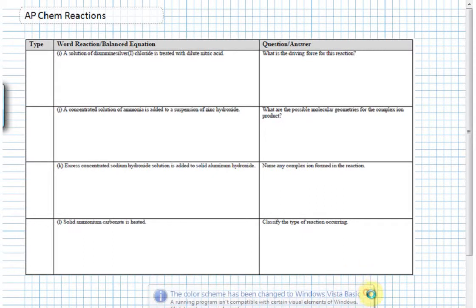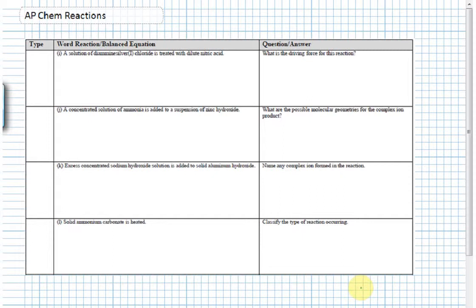All right, AP Chem. Let's clear the board here. Some more chemical reactions. Pay no attention to that plane flying overhead. A solution of diamine silver 1 chloride, well, there's a mouthful, is treated with dilute nitric acid.